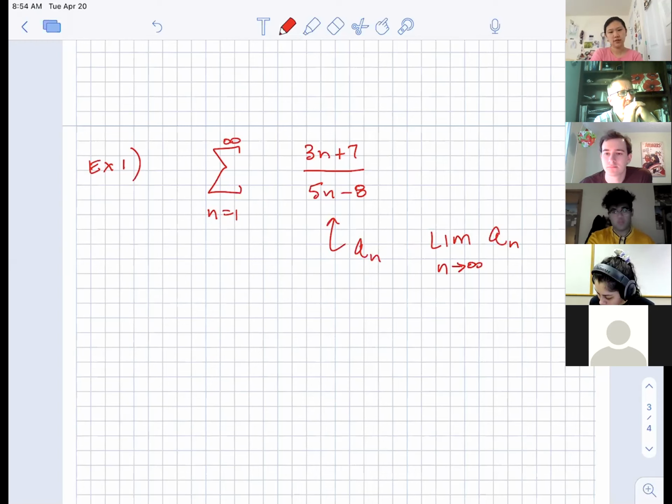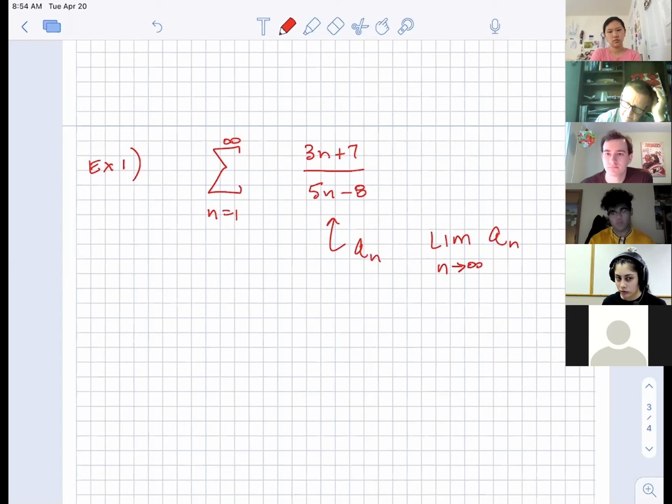Just 3 times infinity over 5 times infinity. Which reduces to what? Because you're right, the 7 and the 8 don't matter. What does 3n divided by 5n reduce to? 0, I think. Yeah, I know, I don't think this is obvious yet. I'm glad you said that, because the question is, is this on its way to 0 or not?